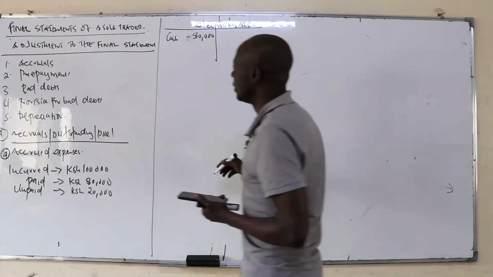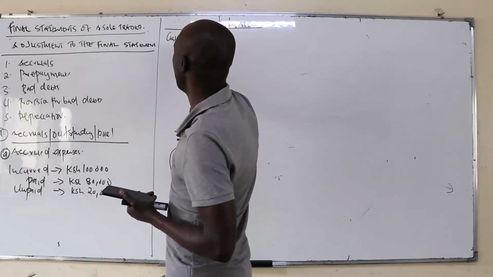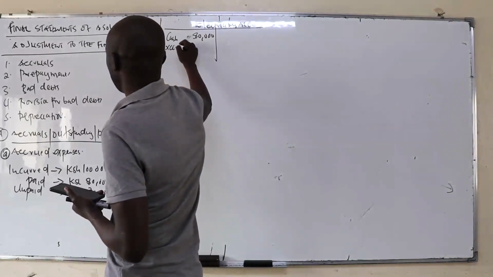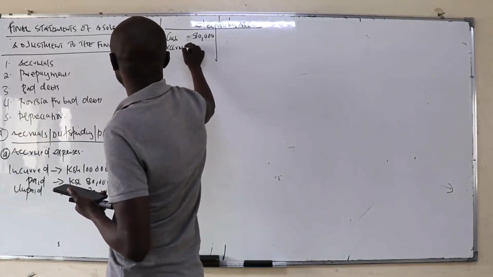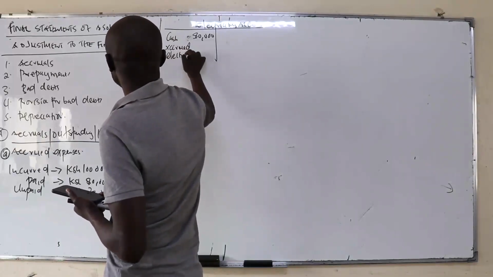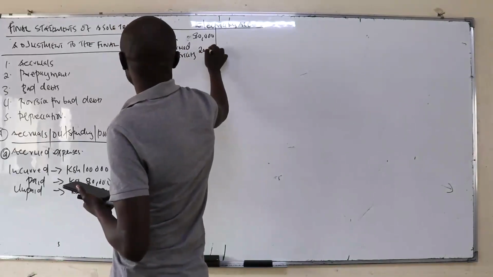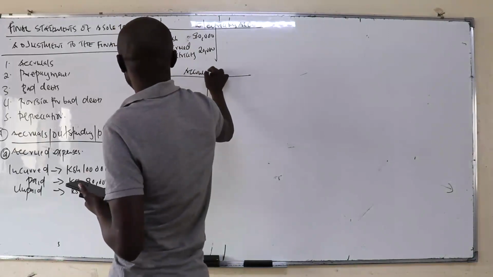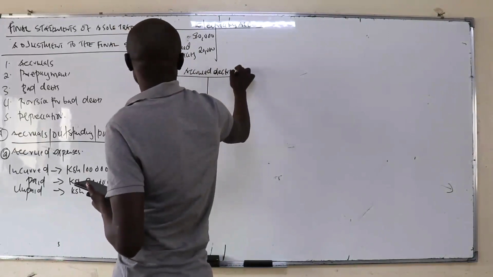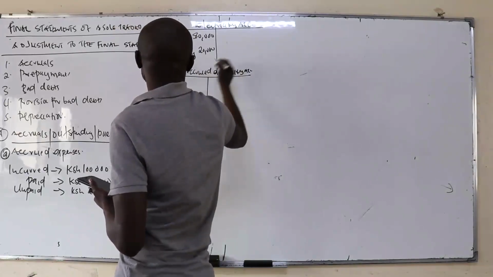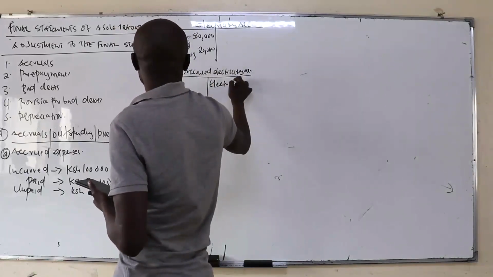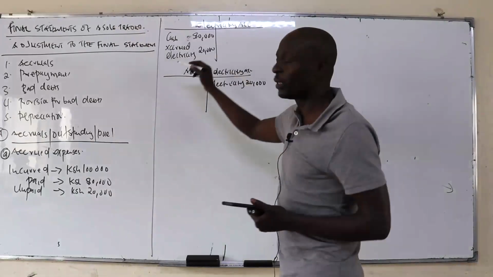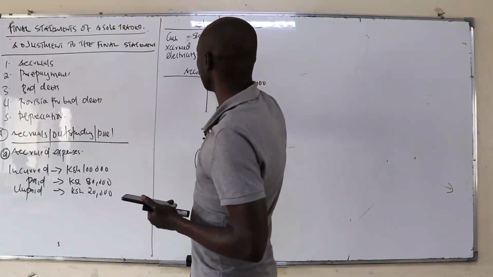So we debit this one. We debit expenditure. We write here accrued electricity account, 20,000. Then we open another account here. We call it accrued electricity account. Then you write here electricity 20,000, double entry. So now the total becomes 100,000.